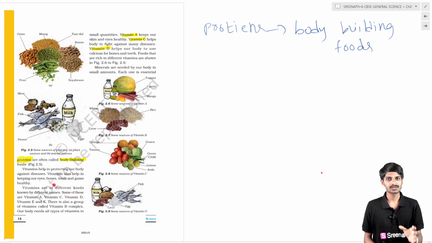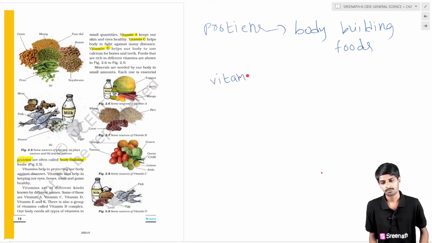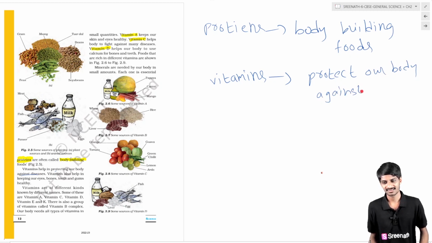Now how do vitamins help? Vitamins help in protecting our body against diseases. What is the major role of vitamins? They help to protect our body against diseases.